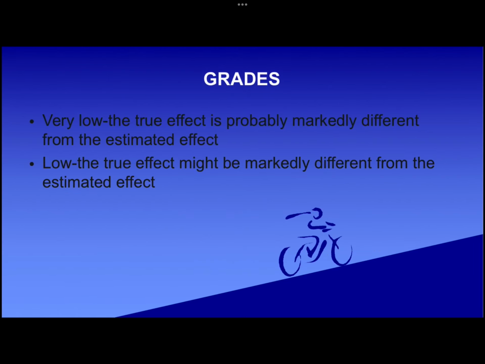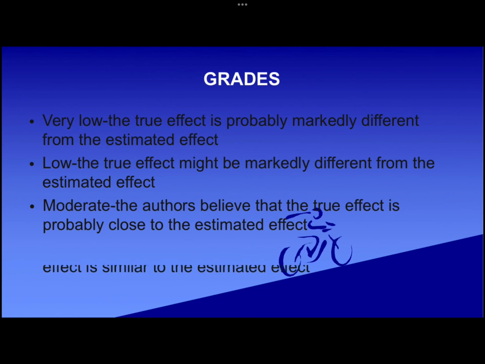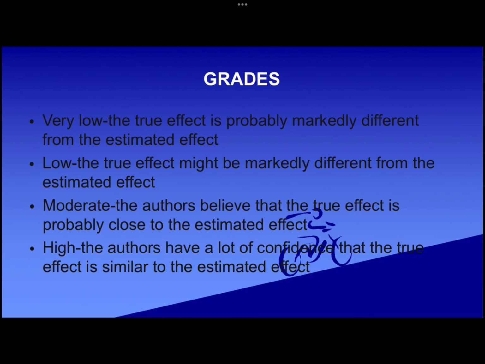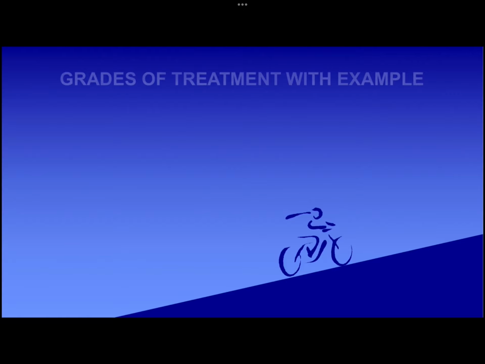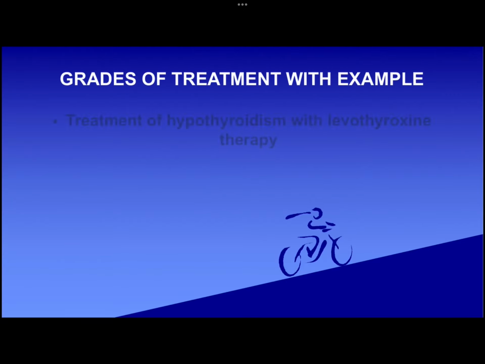Very low grade: the true effect is probably markedly different from the estimated effect. Low grade: the true effect might be markedly different from the estimated effect. Moderate grade: the authors believe that the true effect is probably close to the estimated effect. And high grade: the authors have a lot of confidence that the true effect is similar to the estimated effect. Let's discuss grades of treatment with an example.